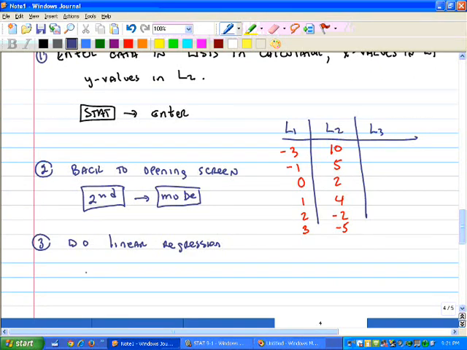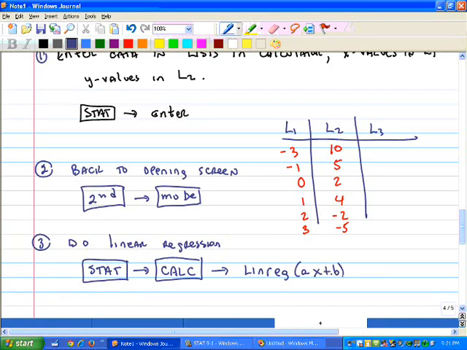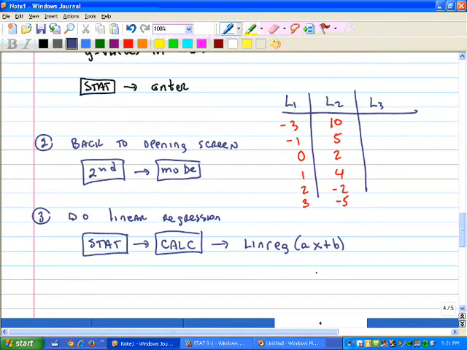To do the linear regression, we hit Stat, scroll over to where it says Calc, scroll down to LinReg AX plus B. Hit Enter twice.